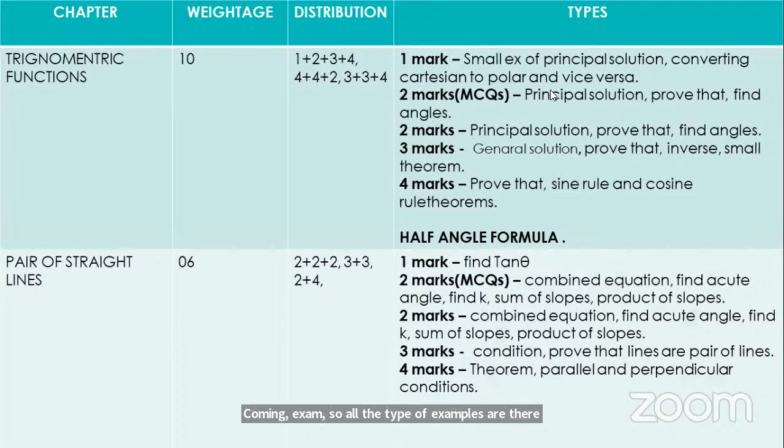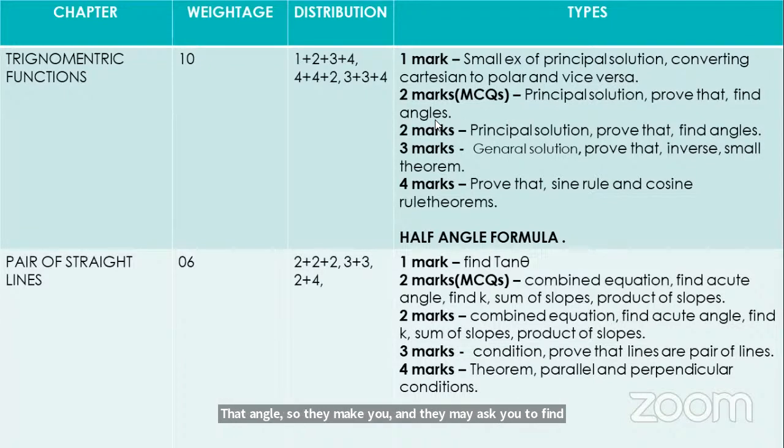1 mark means only small principal solution questions. They will give you, find the principal solution of sine inverse 30 degrees. In this way they will ask small examples, or they may ask you to convert polar coordinates into Cartesian coordinates. It is there in the starting exercise. Small examples are there. And for 2 marks, again principal solution will be there. And find the angles. They may give two angles and ask you to find the third angle.